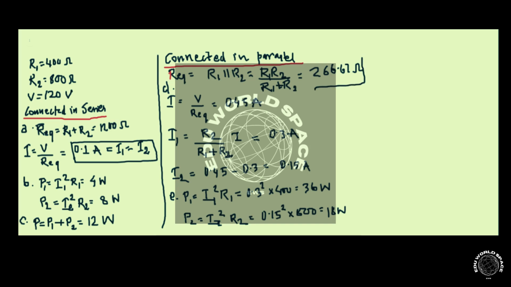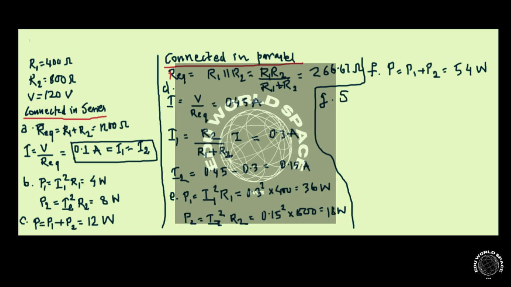Now let's move on to part F here. In F, we have to calculate the total power. So the total power P equals again P1 plus P2. So there is 36 and 18. This gives me 54 watts. Now let's move on to part G of the question. It asks us, in each situation, which of the two bulbs glows the brightest?